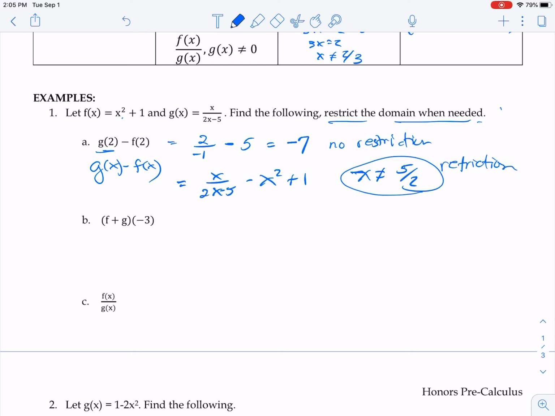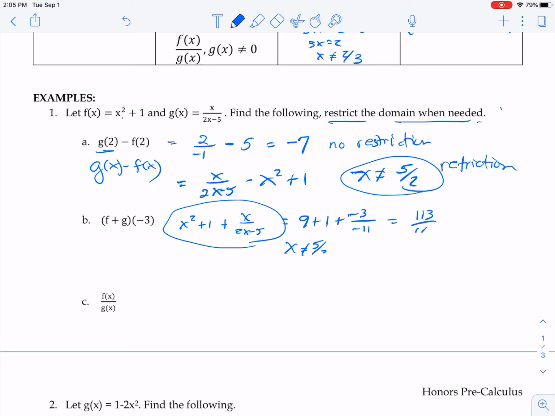All right, same thing here. If you plug in the 3, you can add the two functions together first, x squared plus 1 plus x over 2x minus 5, and you plug in negative 3, and you get 9 plus 1 plus negative 3 over negative 11. You end up with 113 over 11. There's no restriction. You're just doing math. If you're going to add them together, that's what you have in terms of x. You have to exclude 5/2 again.